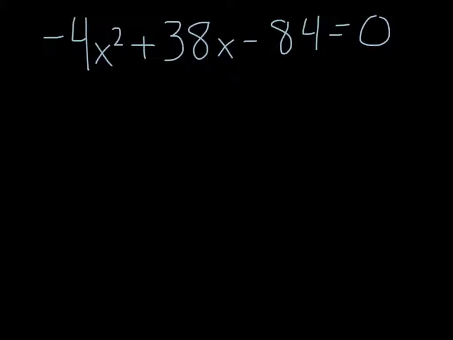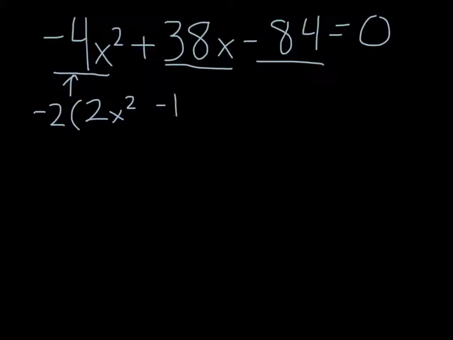First step is to factor out the greatest common monomial factor. So I'm looking for anything that goes into all three terms. And so I see that 2 would go into them. And I definitely want this leading coefficient, this -4, to end up being positive. So I'm not going to take out just a 2, I'm going to take out a -2. So when I take out a -2, that turns into a 2x squared, a minus 19x, and a plus 42.